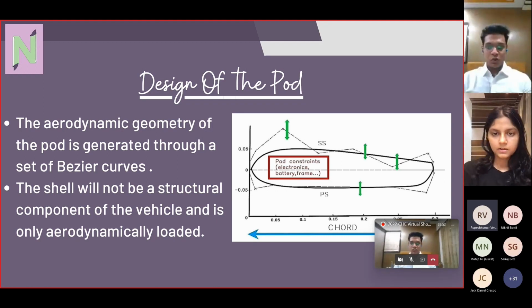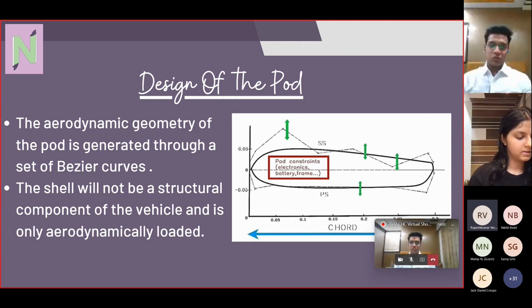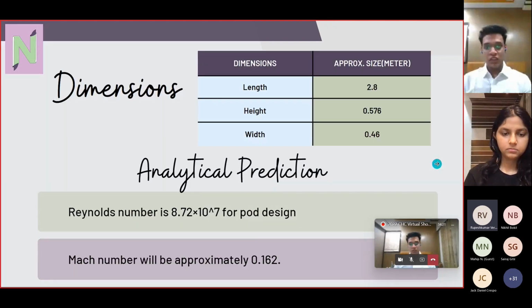In doing the design of our pod, the aerodynamic geometry of the pod is generated through a set of Bezier curves, which ensures curvature continuity. The various control points over the suction side and pressure side are used to maintain the pod constraints like spacing under the fairing with electronics, batteries, and frame structure. The shell will be an independent body which will be attached to the frame structure using a bolt and nut assembly.